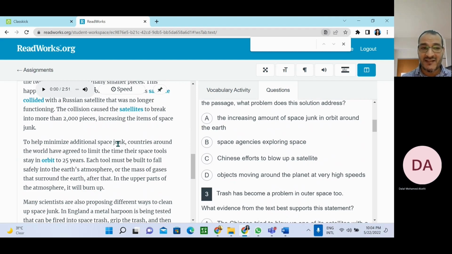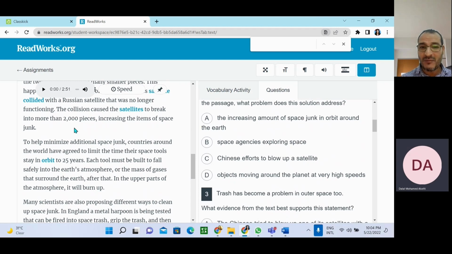So they just limit the time. They say space junk or space tools will stay in orbit for only 25 years. That means it will not add to the increasing amount of space junk. Why? Because we need to minimize it, to reduce it, to lessen it. So we don't want to add additional space junk. Additional space junk means an increase in amount, right? Similar words. It will be number A, right?